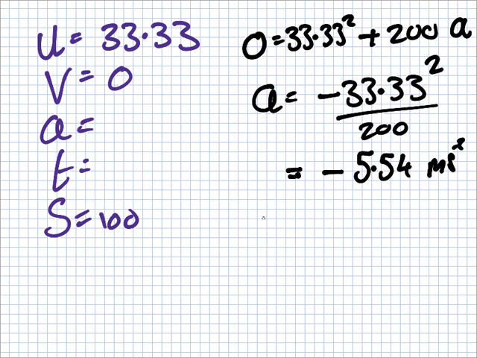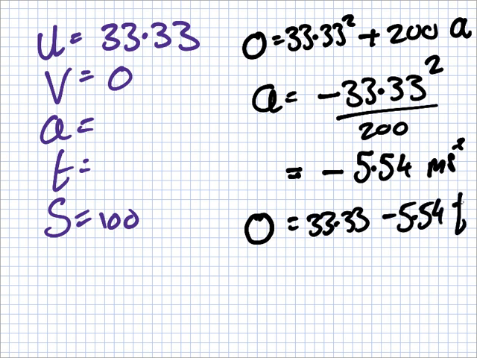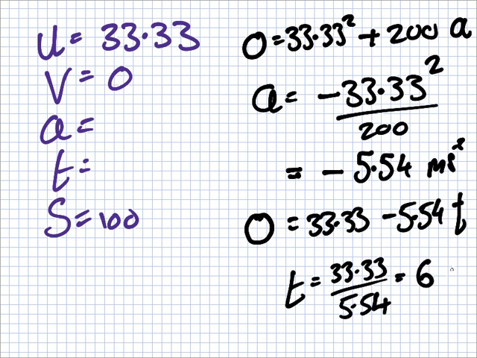Okay, and what do I want next? The T. What's the best formula for the T? I could say V equals U plus AT. So the T is 33.33 over 5.54. What's that? 7, is it? 6? Oh, yeah, sorry, 6. 6 seconds. 6 seconds is a long time.